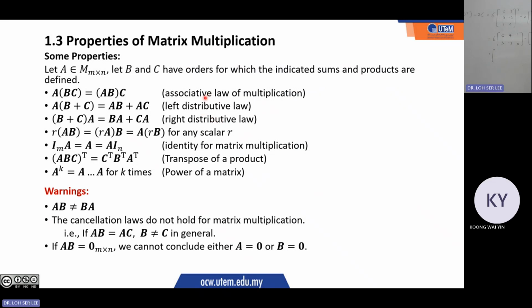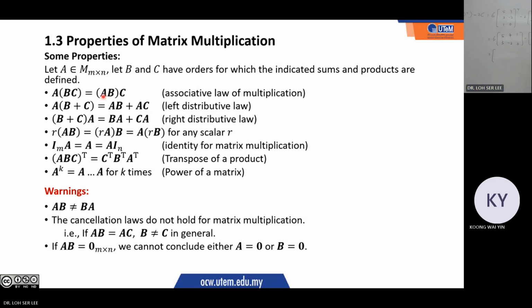What is the commutative law? When you swap the order and it's still valid, that is commutative. But for matrix multiplication, is A times B equal to B times A? No, the answer is no. Matrix A times matrix B is not equal to matrix B times matrix A. If you don't believe, you can try it. That's why it doesn't satisfy the commutative law.